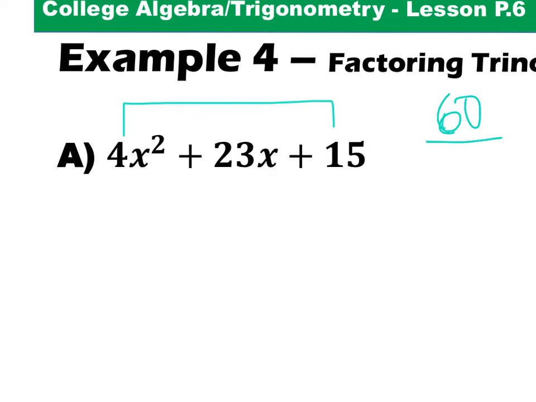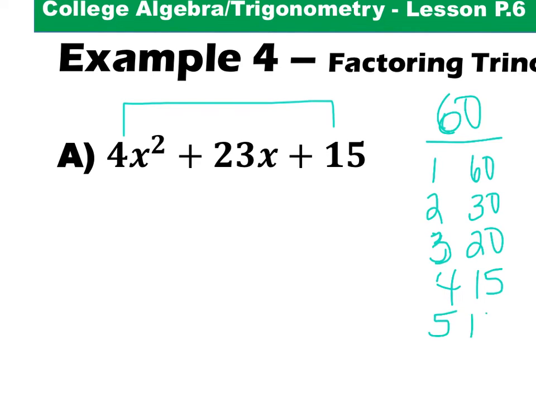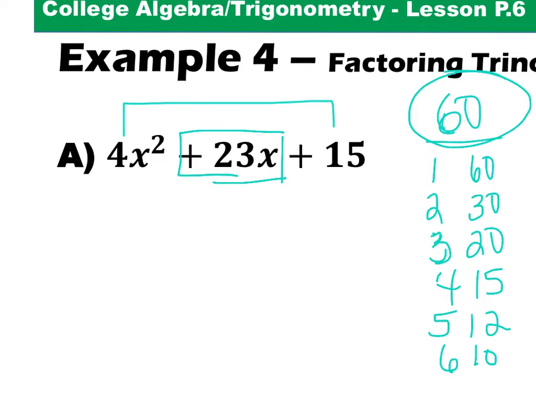Now let's think of our factors of 60. 1 times 60, 2 and 30, 3 and what? 3 and 20, obviously 4 and 15, 5 and 12, 6 and 10, right? Okay, we're good. So I am looking for numbers that are going to multiply to give me 60, but add to give me positive 23. Look on my list. 3 and 20. Good. So that's what I want.